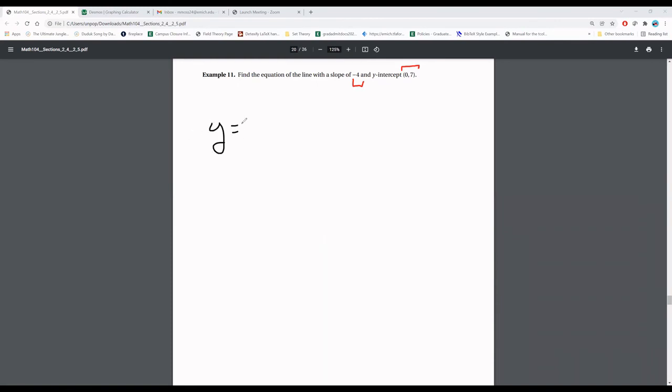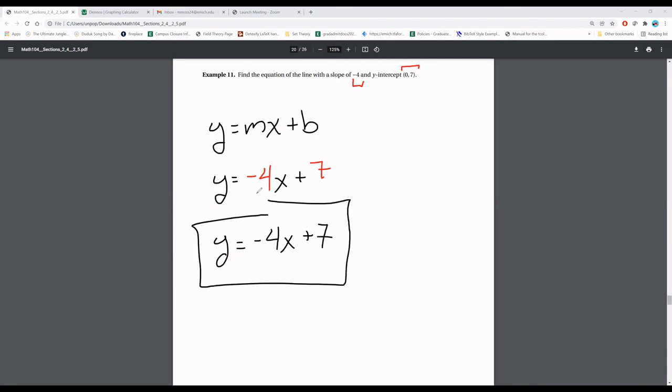Slope-intercept form says y equals mx plus b, where m is the slope and b the y-coordinate of the y-intercept. Well, I was given the slope. There it is, -4. And I was given the y-intercept. The y-coordinate of the y-intercept is 7. I can simply write it down. So if I have been given the slope and the intercept, in fact, slope-intercept form is the way to go. And there we have it.